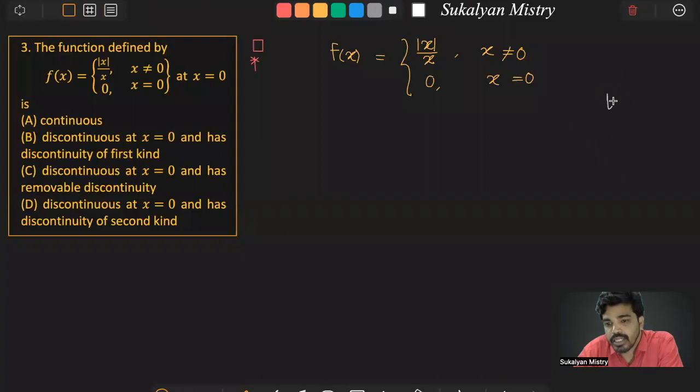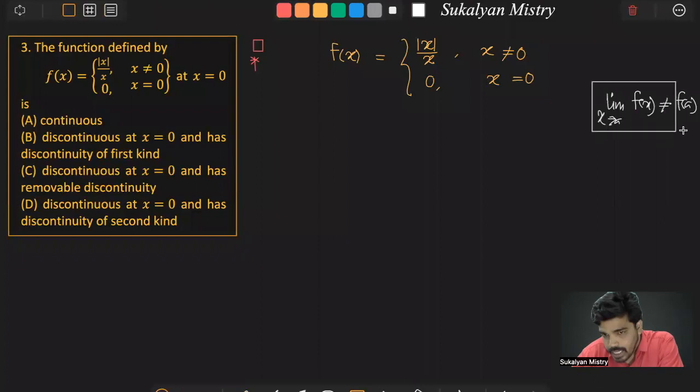What is removable discontinuity? That is, the limit exists: the limit as x tends to a of f(x) exists, but it is not equal to f(a). That type of discontinuity is known as removable discontinuity, right?